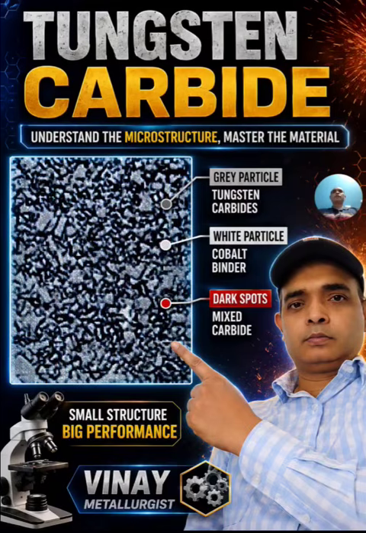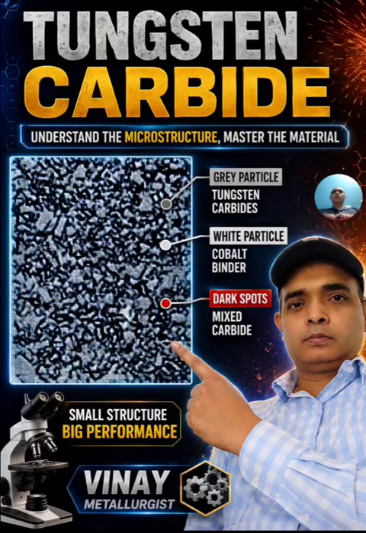Now we are going to understand the manufacturing process. This material is produced using powder metallurgy. The steps are tungsten powder production, carbon addition, formation of tungsten carbide powder, mixing with cobalt powder, ball milling, spray drying, pressing, vacuum sintering around 1400 to 1500 degrees centigrade, grinding and final inspection. During sintering, cobalt melts and bonds all tungsten carbide grains.